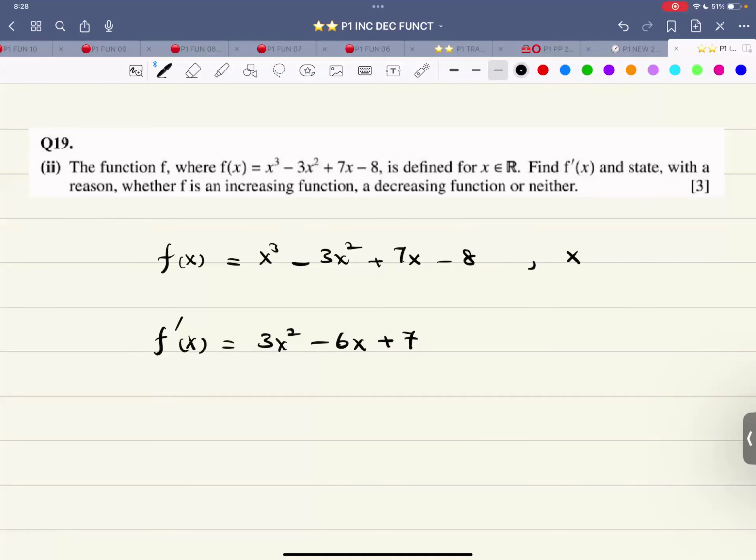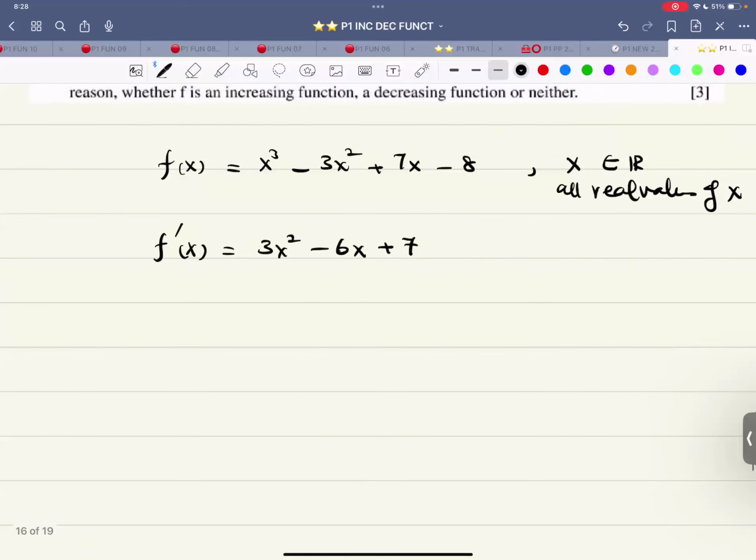This is x is an element of real numbers. X is an element of real numbers. It means all real values of x. Now we have this thing. Again, let me do the completing the square method. This is 3, because out of the completing square, we get the perfect square algebraic expression. So this is x squared minus 6 over 3, which is 2x, and this is 7 over 3.